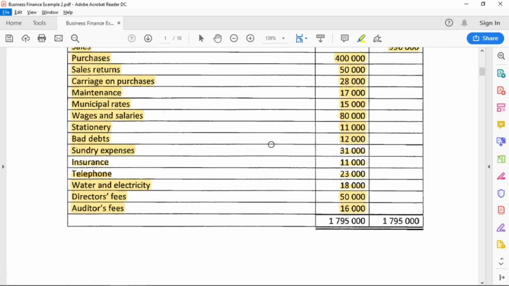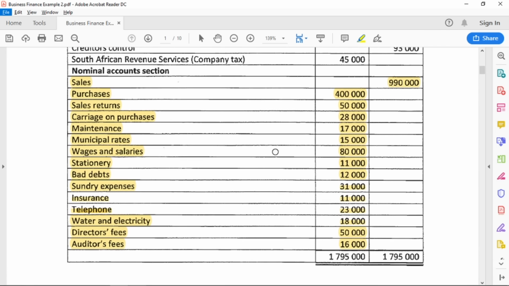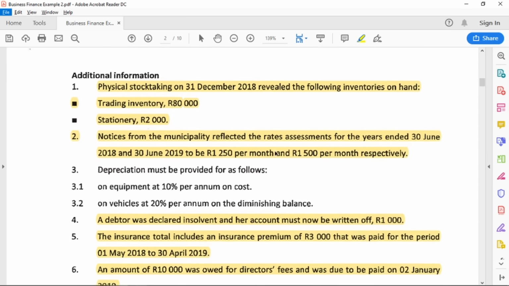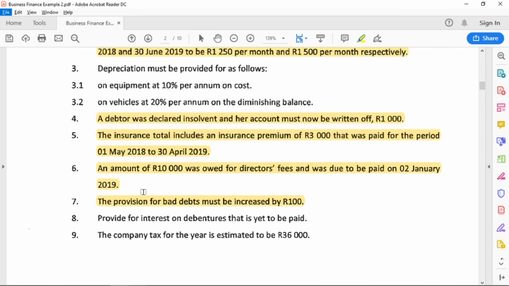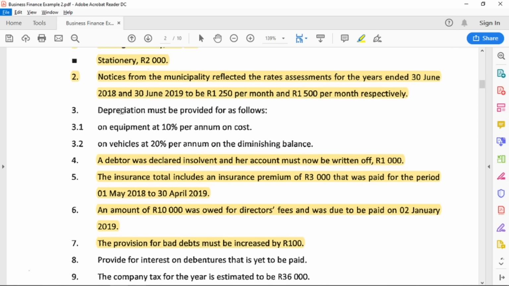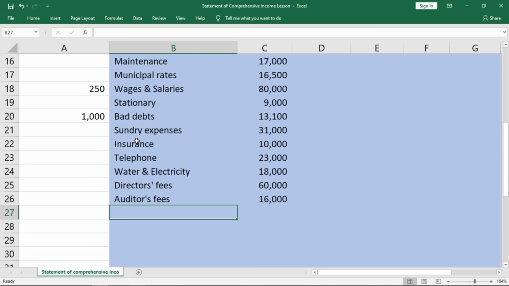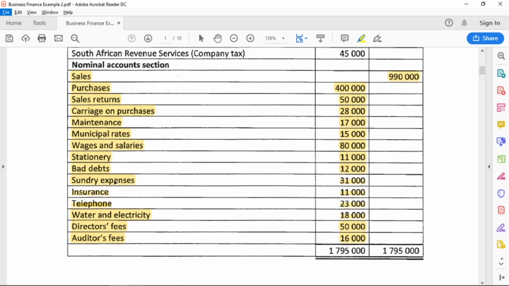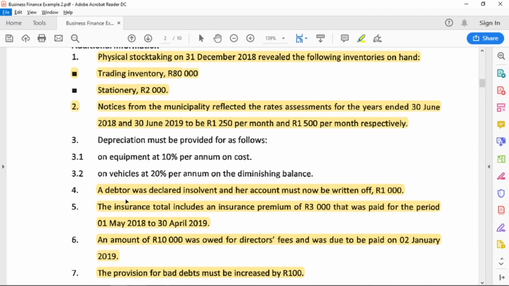Okay, now you can see I've gone through all my income and expenses in the nominal account section, with that we need to record in our statement of comprehensive income. And from our additional information, you can see that we still have some items we still need to take into account. The first one over here is depreciation. We know that depreciation is an expense, so we need to record it as part of our operating expenses. So I write down depreciation, and we can see here from our nominal account section, depreciation would have appeared here, but there's nothing here, so we have to calculate it here.